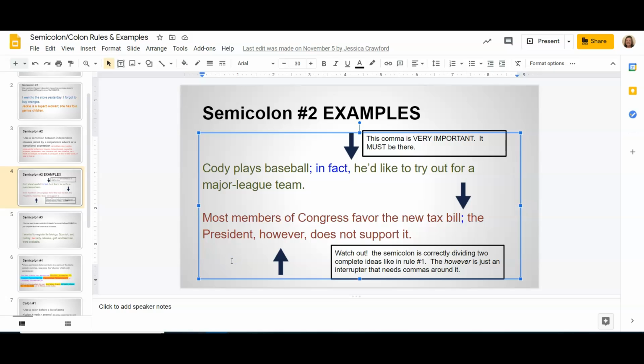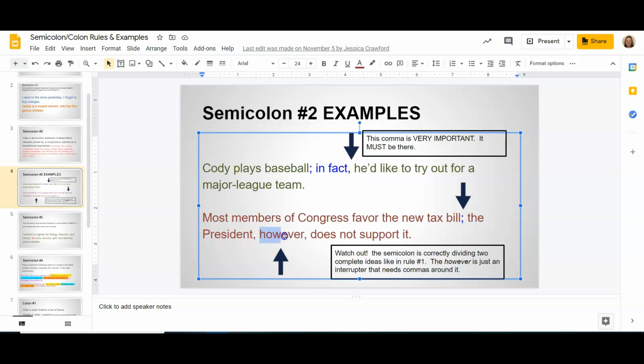The second example is where you have to be a little careful when reading the sentence. Most members of Congress favor the new tax bill. The president, however, does not support it. Watch out, because if all you're doing is looking for one of those transition words like however, you would put a semicolon right here before it. Now read that. Most members of Congress favor the new tax bill. The president, that's not a complete idea. That's a wonky idea. Doesn't even make sense.